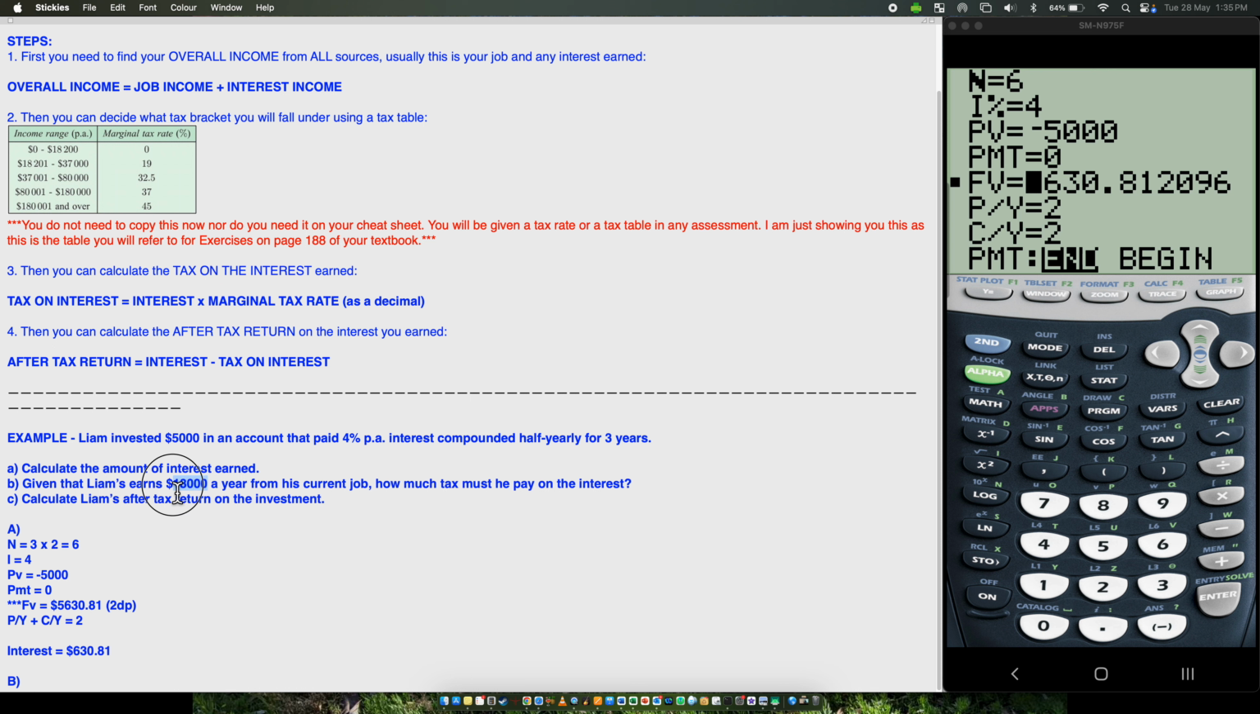If he earns $18,000 a year, which tax bracket is he in? Yep. But is he earning money somewhere else? Where's that other source? What's that? Interest. The interest. Is that $630.81 going to push him into a tax bracket? So, good. Total income is actually $18,630.81. So, tax bracket of 19%.